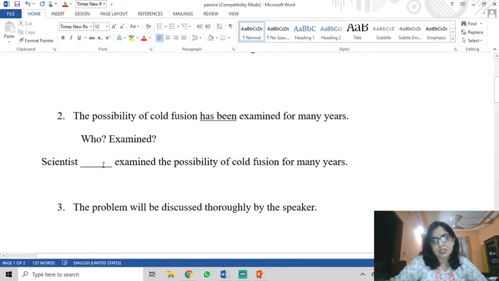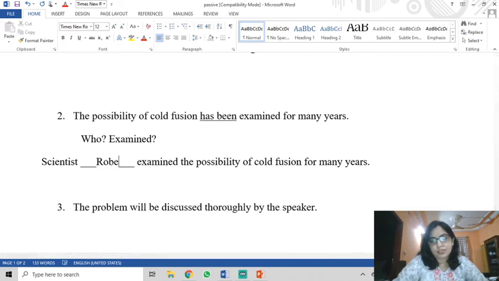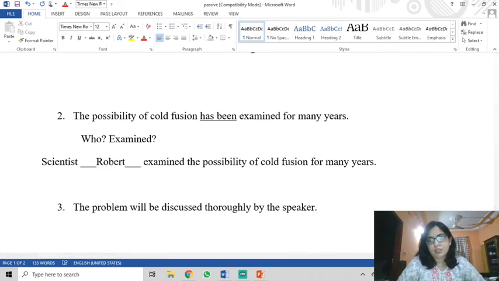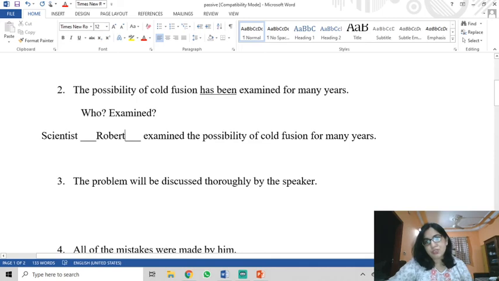But still you need, let's say, Robert. So now you have the subject. Now you have the complete information. In the previous sentence, you did not know who performed the action, who performed the experiment. You did not know. So this is the incomplete information, and this is the deficiency of passive sentences. In passive sentences, some information is always missing. So you have to see whether you are mentioning the doer of the action or not.